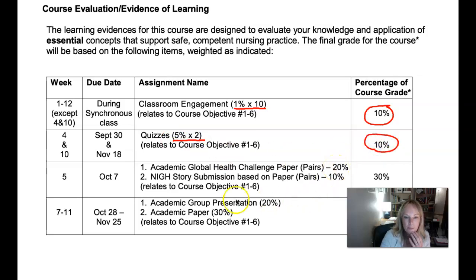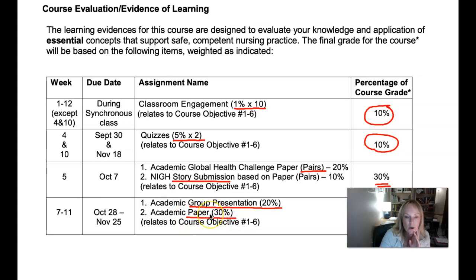And then 2 assignments. The 1 assignment is done in pairs, and you will write a global health challenge paper, and based on that paper you will submit a story submission to the Nightingale Initiative for Global Health. That's going to be worth 30% of your mark. And the other assignment is a group presentation worth 20% and an academic paper worth 30%.